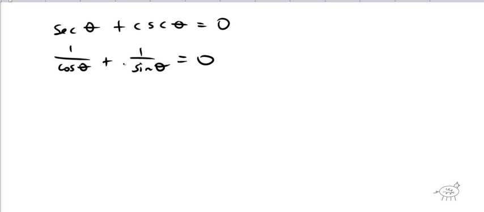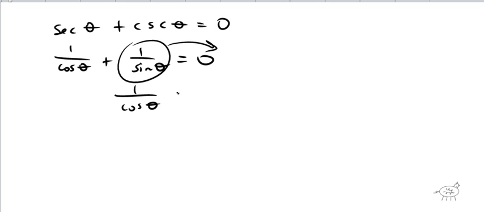In this case, what happens if I move this guy over to the other side? That happens a lot. 1 over cosine of theta equals negative 1 over sine of theta. And then what can you do here? I can cross multiply, right? If I cross multiply, it's not multiplying by a variable, and you don't have to check for extraneous solutions. So I get negative cosine of theta equals sine of theta.